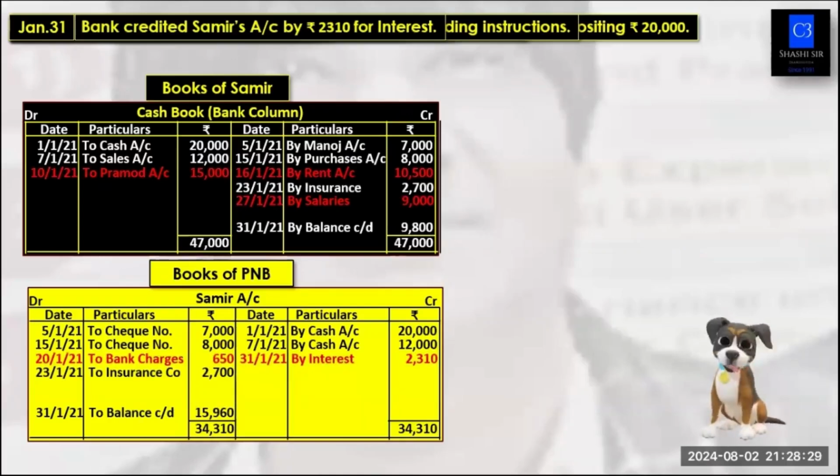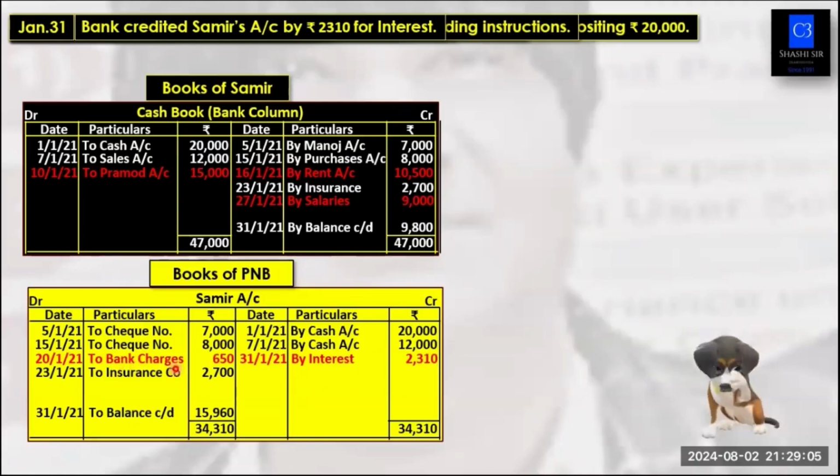Now, some transactions, 3 transactions colored in red in both the books, these red colored transactions are not present in both the books. For example, see this Pramod account. This Pramod account rupees 15,000 is here on the debit side, but not on the credit side of passbook.